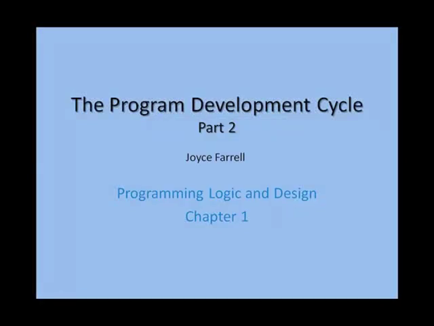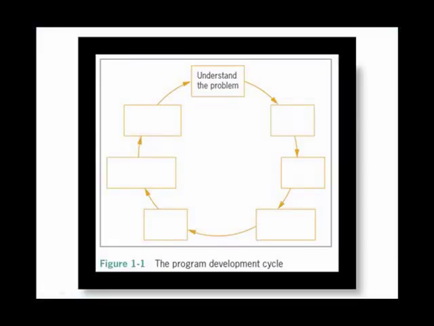Let's continue to talk about the program development cycle. In the last video, you learned that the first step to developing a computer program is to understand the problem. And we talked about the problem of being able to write a program where you have a user type in a value, the program doubles the value for the user and outputs the answer.